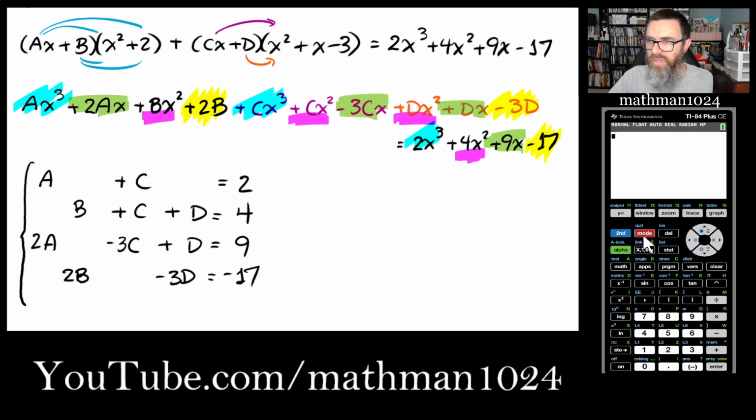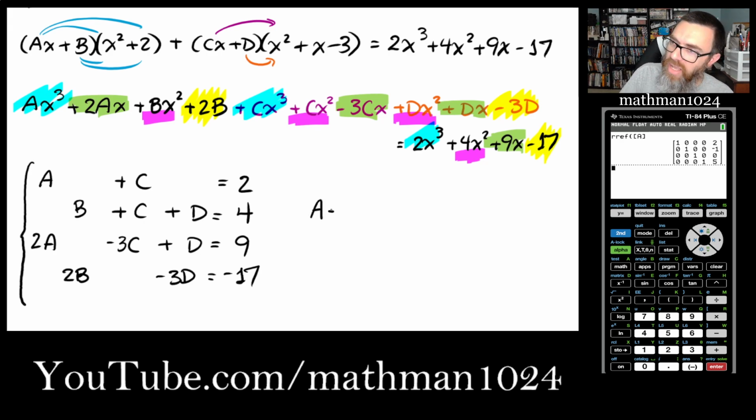So we're going to quit out of this. Under the matrix menu, we want to do the reduced row echelon form, so it just gives us our answers for matrix A. And this is what it tells me. It tells me that my A is going to be 2, B equals negative 1, C is 0, all right, and D equals 5.